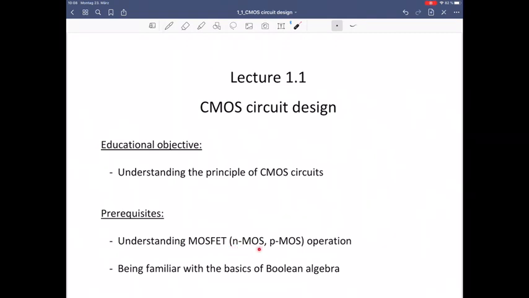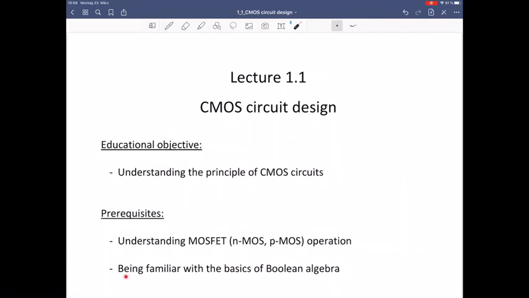For the NMOS, for example, you need to know that you have to apply a high-level input at the gate electrode, that is a logic 1. And for the PMOS, in order to turn it on, you need to apply a low-level input at the gate, that is a logic 0.